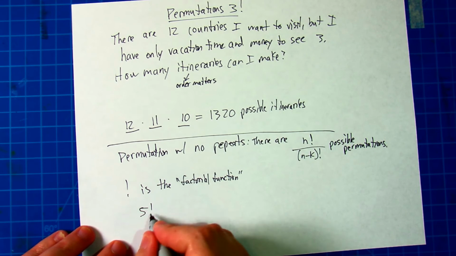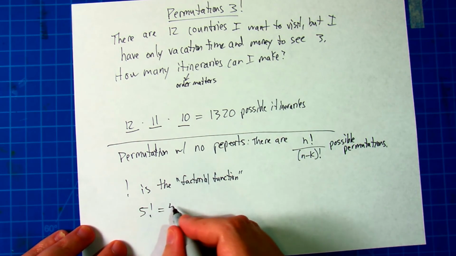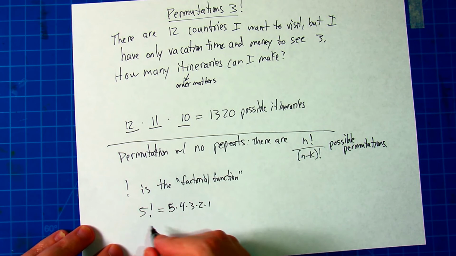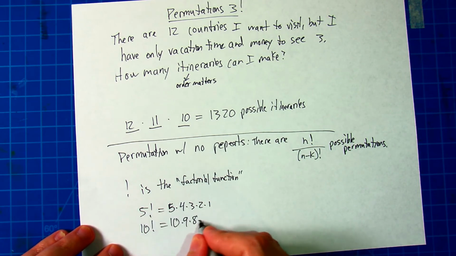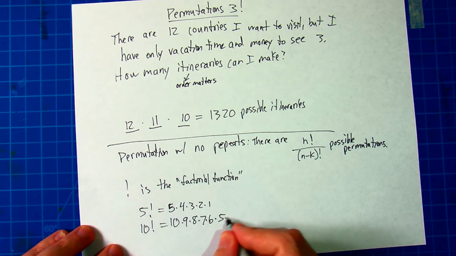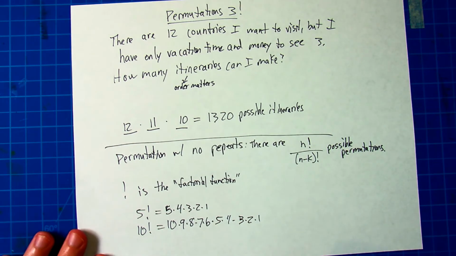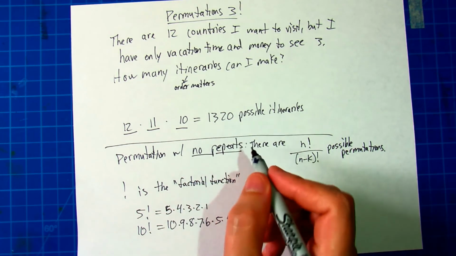What it means is when I do something like 5 factorial, that means I have 5 times 4 times 3 times 2 times 1. If I have 10 factorial, that means that is 10 times 9 times 8 times 7 times 6 times 5 times 4 times 3 times 2 times 1. But it bears repeating that this means I have permutations without repeats.